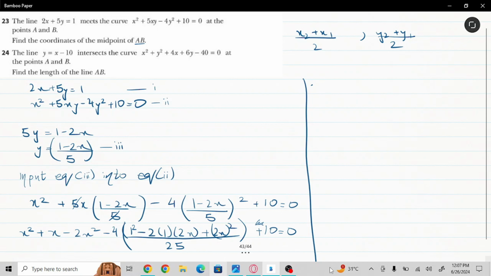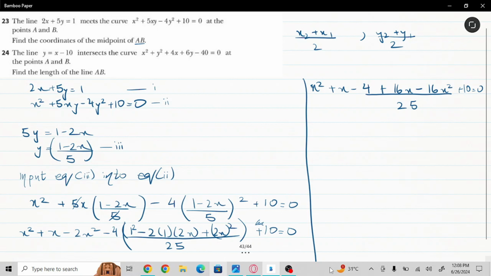So what we're going to get next is x squared plus x minus 4, minus 2 times 2 is 4x. 4x multiplied by minus 4 will become positive 16x. If I'm not wrong, 4 times 4 is 16, yes. And again, plus, instead of plus, minus is minus. So 4x squared, and 4 times 4 is 16x squared, divided by 25, plus 10 is equal to 0.